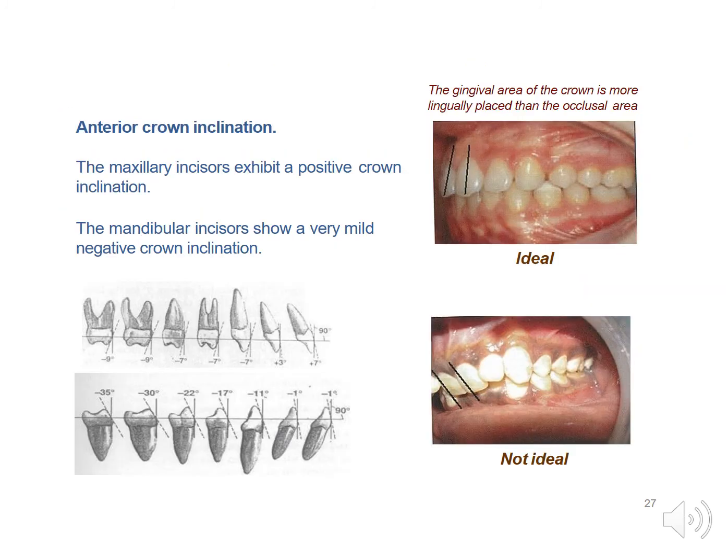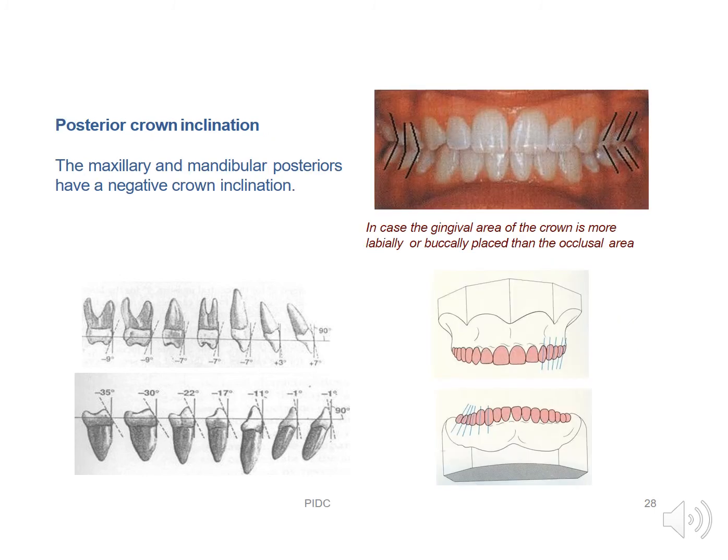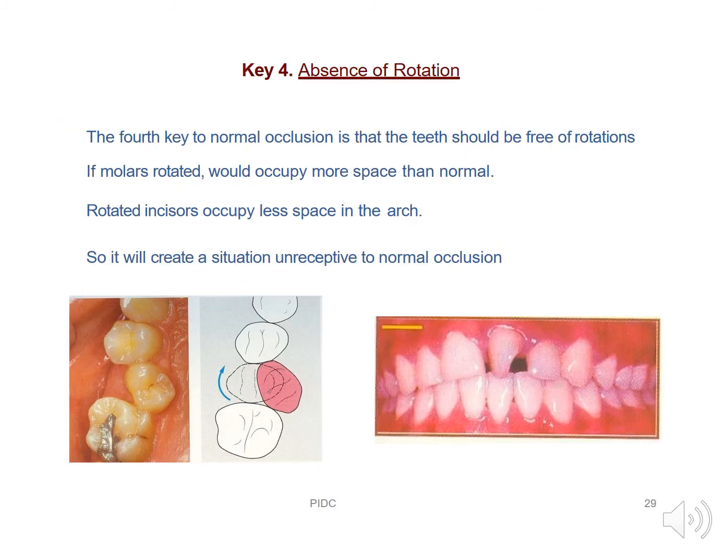For the anterior crown inclination, the maxillary incisor and mandibular incisor show a different inclination. The maxillary incisor teeth show a positive crown inclination, whereas the mandibular incisor shows a very mild negative crown inclination. For the posterior crown inclination, the maxillary and mandibular posterior teeth have a negative crown inclination.